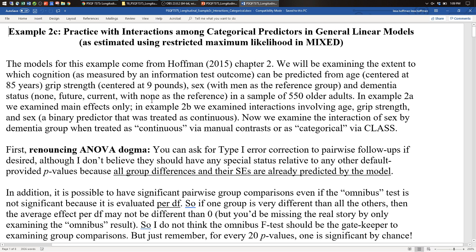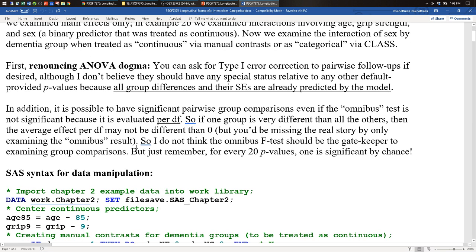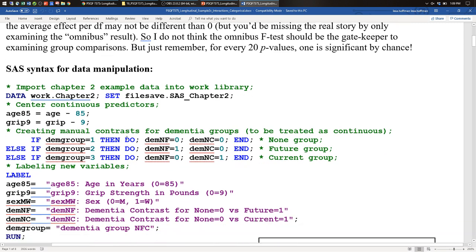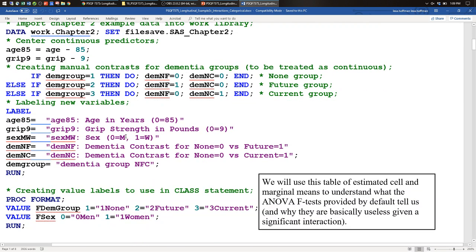So I have my renouncing ANOVA dogma thing here. I'm not going to make a distinction between pairwise follow-ups and planned contrasts. Do you know what the difference is between those two terms? One gets you yelled at and one doesn't. Planned comparisons, cool. Post hoc follow-ups, bad. I'm not going to play that game.